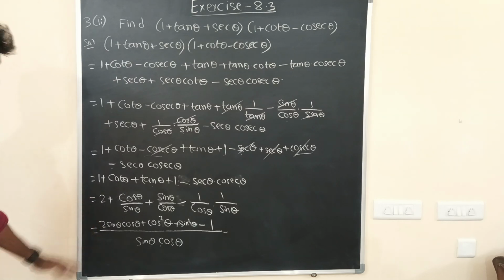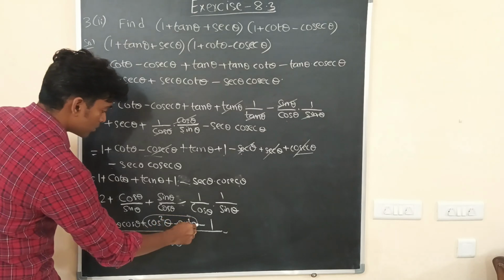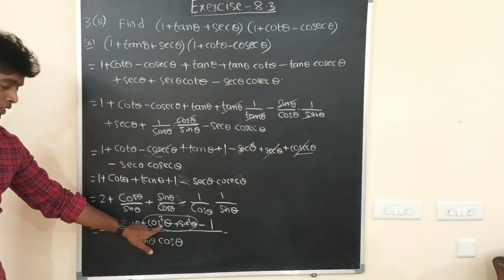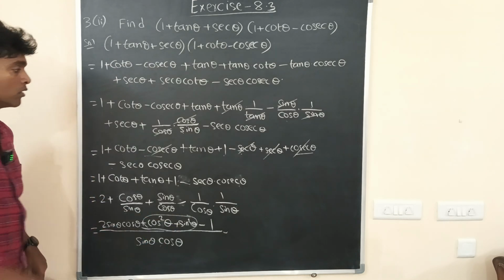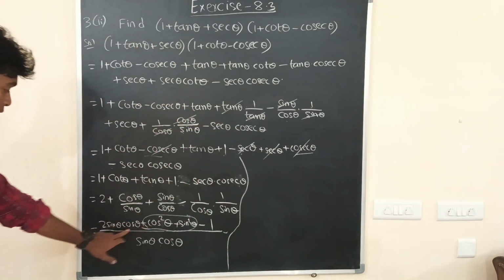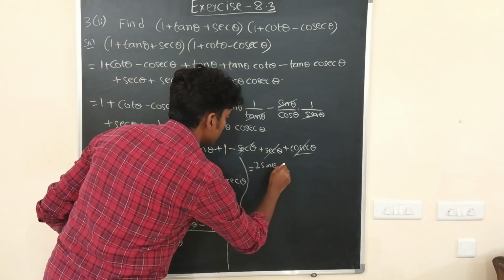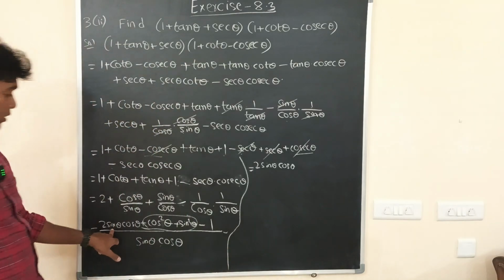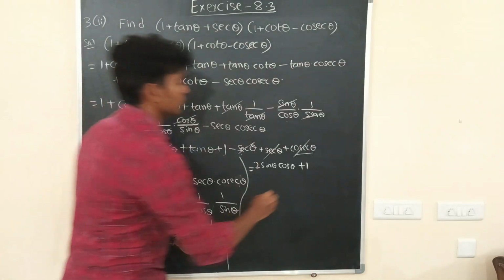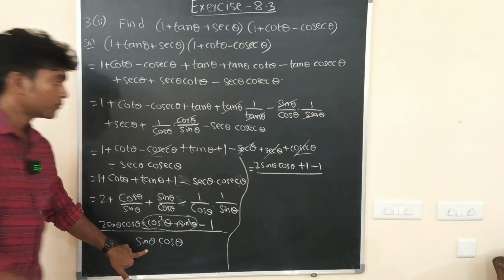Simple LCM. Nothing is there. So in this one, what is this? This is one of the trigonometry identities: cos square theta plus sin square theta is equal to 1. So this is 1 right here, 2 into sin theta into cos theta, plus this one is 1 and this one is minus 1, whole divided by sin theta into cos theta.